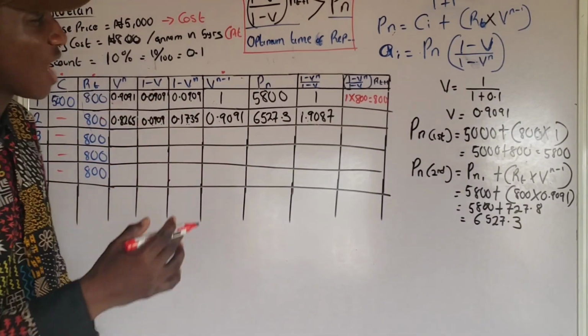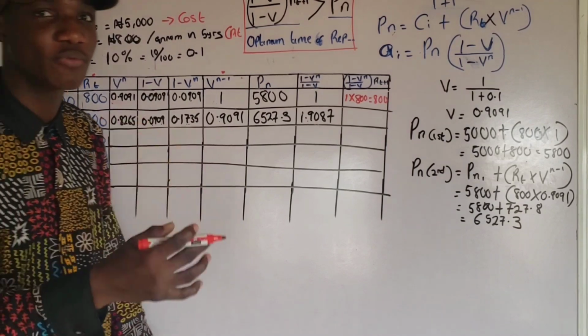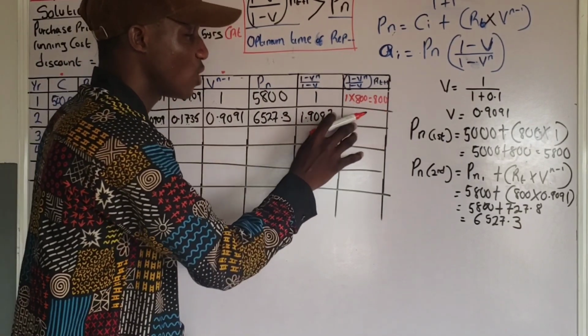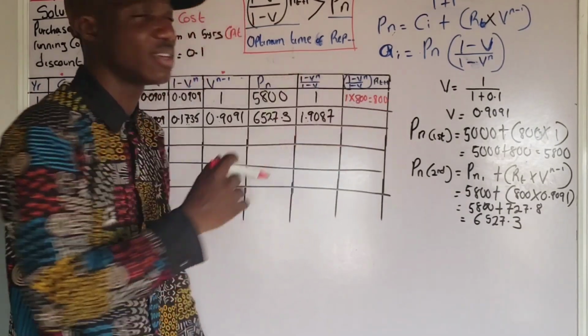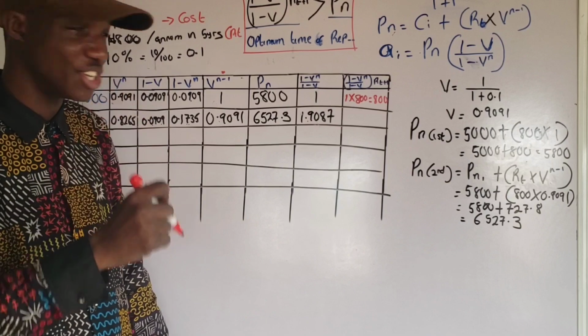Now, because we are in year 2, the next year will be what? Year 3. The maintenance cost of year 3 is what we are going to multiply with this, and that is going to give us the value for this. Do you understand? If you didn't understand, listen to the explanation again.